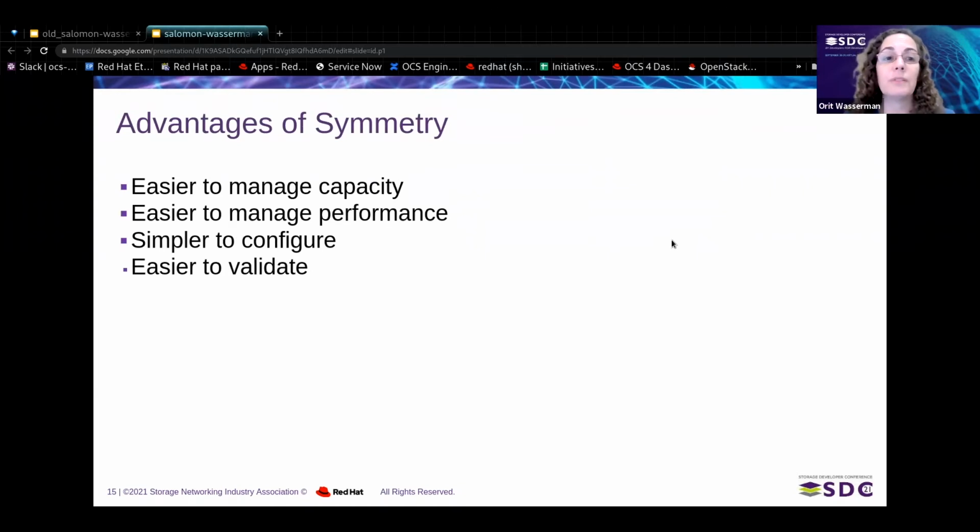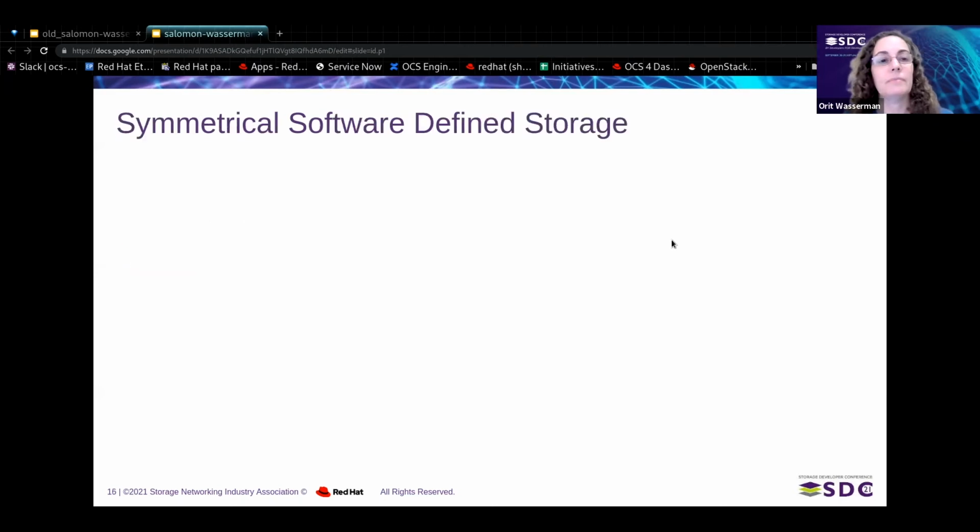An additional benefit of symmetry is management. It's easier to manage the capacity of the system. It's easier to manage the performance of the system and make sure we can, for example, have quality of service for the different clients. It's much simpler to configure a symmetric system. And it's easier to validate that everything is fine, the configuration is correct, and the software is validated. So I think I convinced you it's very important to have a symmetrical software-defined system.